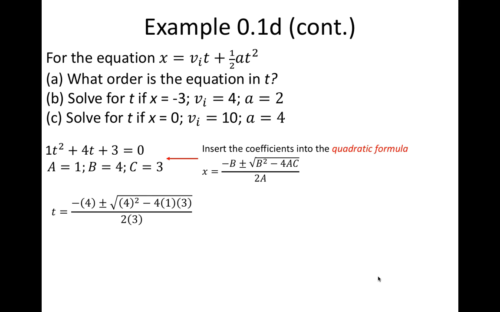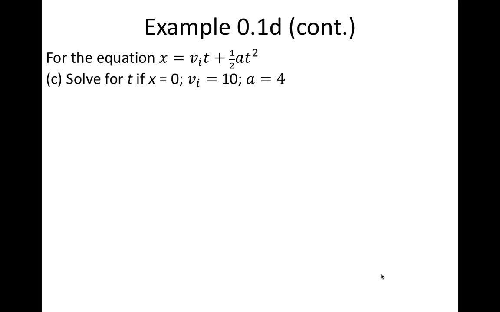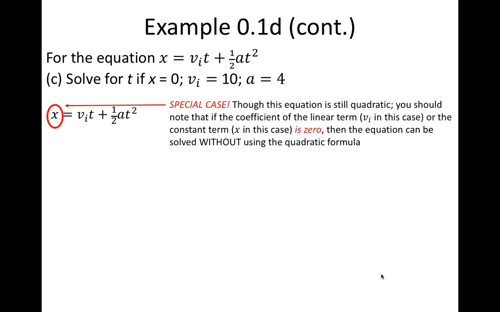Here's the equation with the inserted values. And if you evaluate the right-hand side, you get our two solutions, -1 and -3. For the last part of this example, I'd like to show you that sometimes quadratic equations can be solved without use of the quadratic formula. We've already done that twice in this section already. For the values that are shown here, one of the terms is going to be eliminated. This is a special case where you don't have to use the quadratic formula to solve.